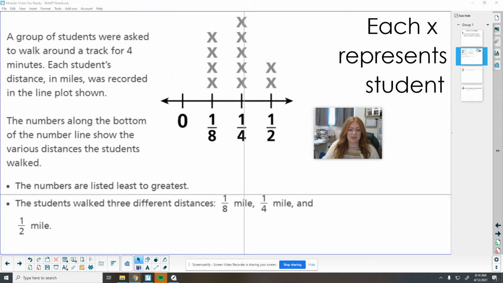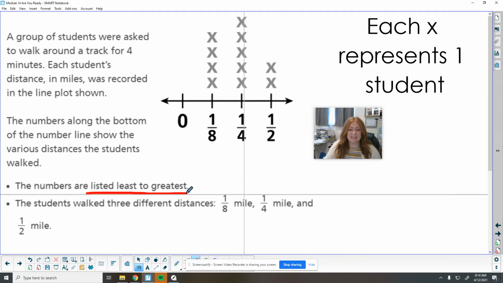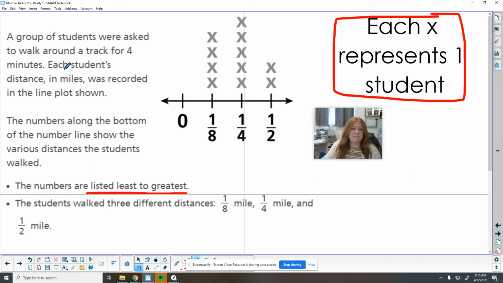A few things to notice about line plots is that the numbers are listed from least to greatest. So, 1/8 is the smallest, then 1/4, then 1/2. They do not have to have common denominators. We're just listing what the number is, and they need to go from least to greatest, just like a number line. Something else we need to remember is that every time we have one X, in this case, they're students. Each student's distance is shown. So this number is the distance that they walked.